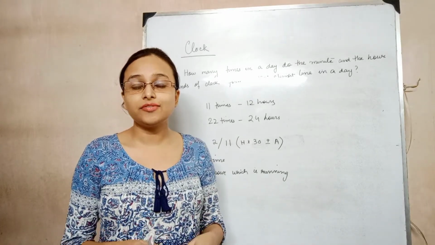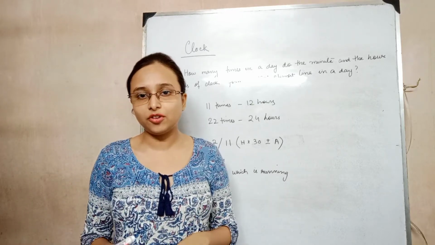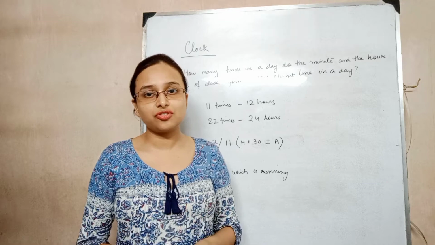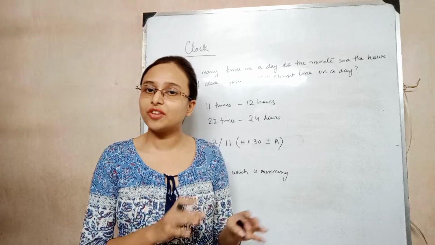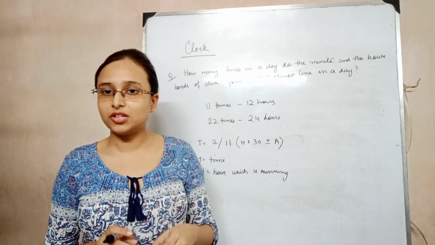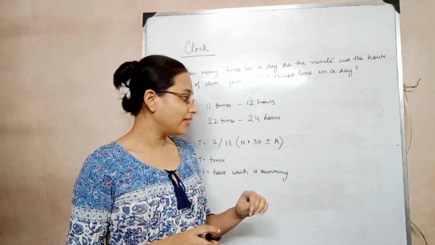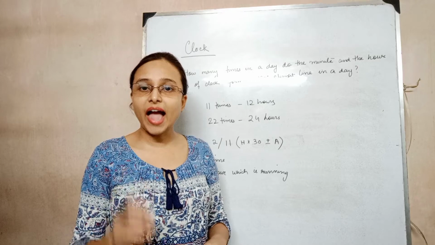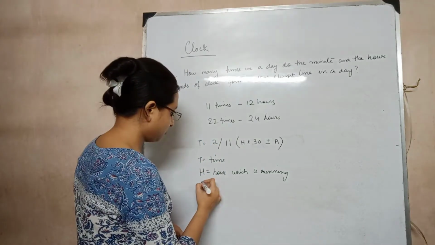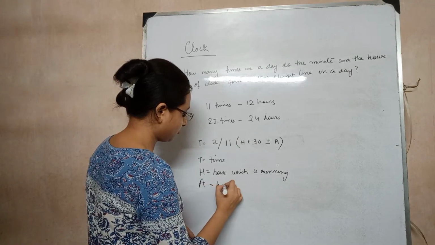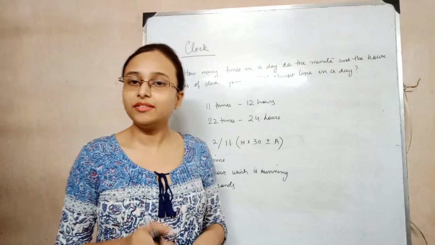If the question is for the duration between, for example, 4 o'clock and 5 o'clock, it is the 4th hour which is running. Hence, the value of H will be considered as 4. Okay, so whichever hour is running, you will consider the first value, not the later value. With T done, H done, I will come to A. A stands for the angle at which the hands are at present.